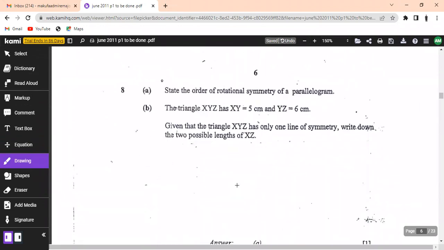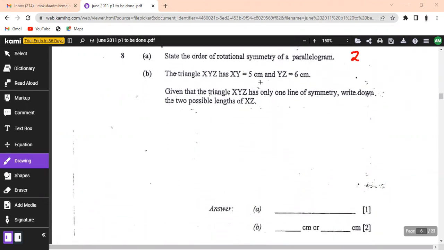State the order of rotational symmetry of a parallelogram. Okay, so a general parallelogram has got 2. According to the order of rotational symmetry, it has got what? It has got 2. So that's what we have got there. So I think it was direct, just 2.